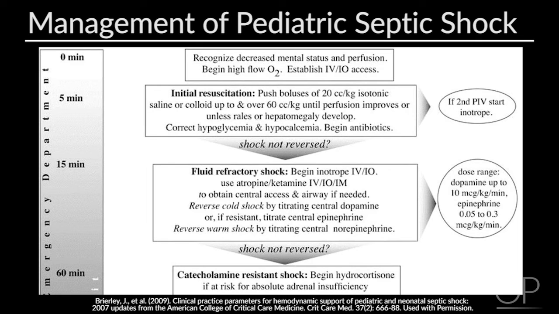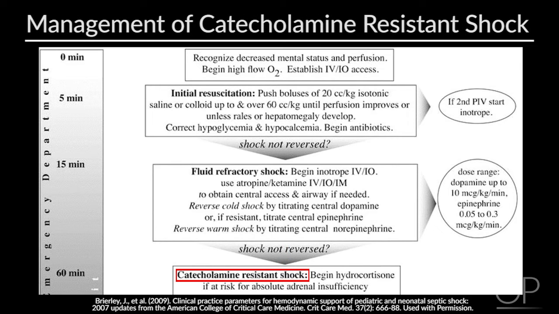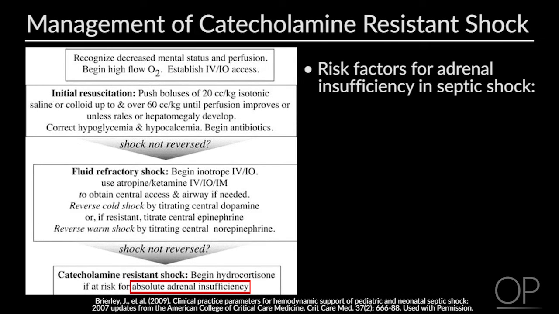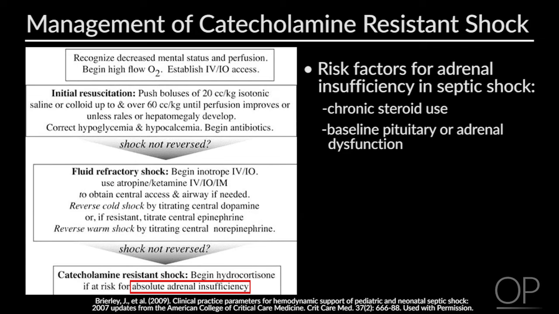Within that first hour, the goal that you started earlier by sending cultures and ordering antibiotics is to provide those appropriate antibiotics that are going to cover the common pathogens in pediatric septic shock. If a patient continues to have hemodynamic instability despite appropriate vasoactive medications, you would consider stress dose hydrocortisone. Ideally, you'd like to obtain a cortisol level before the dosing of hydrocortisone to evaluate for relative or absolute adrenal insufficiency. Some conditions that would predispose you to be relatively or absolutely adrenally insufficient would be chronic steroid use or pituitary or adrenal dysfunction at a baseline.